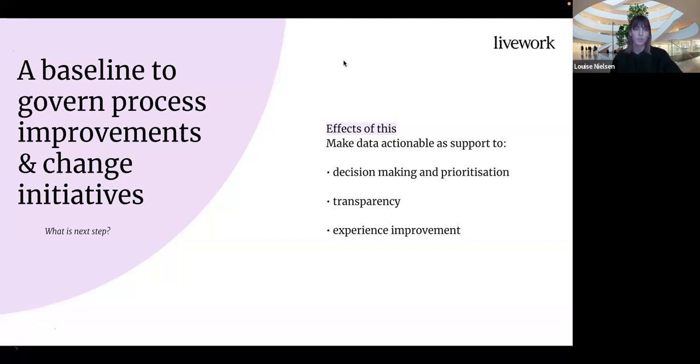And then, of course, ultimately, we expect to improve the experience across all stakeholders, and that we will have that end-to-end view of how they perceive the hire journey.